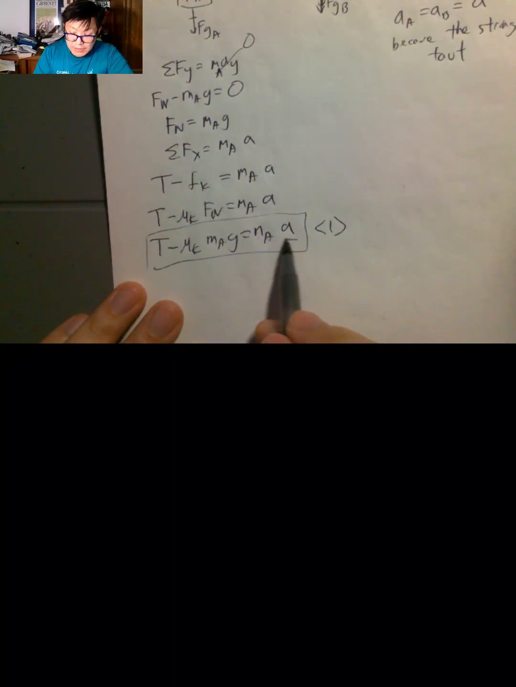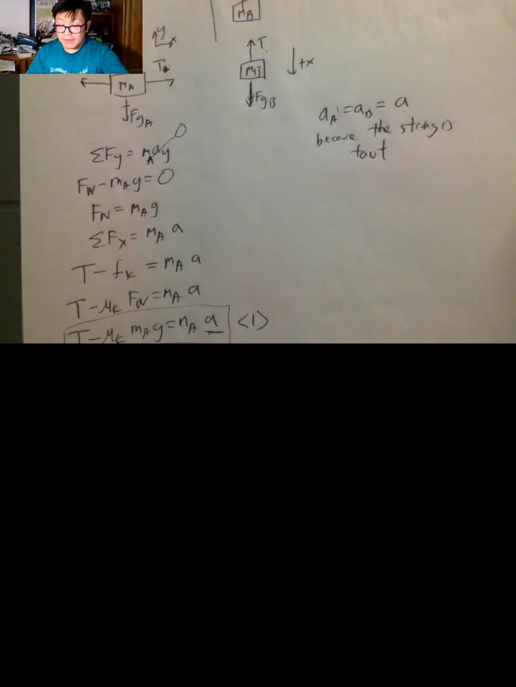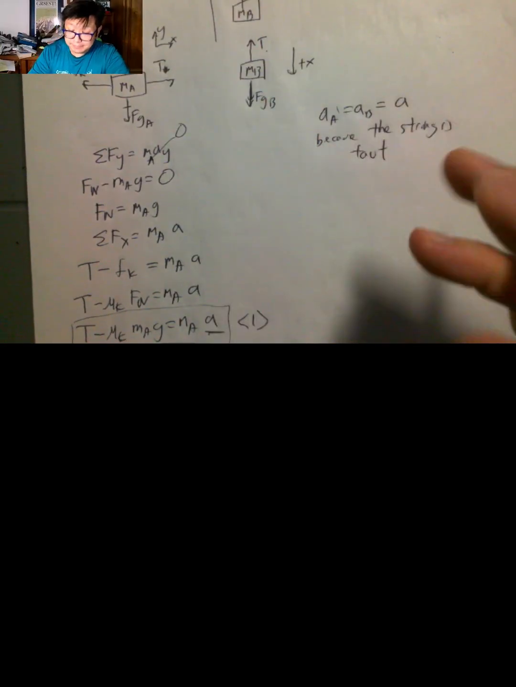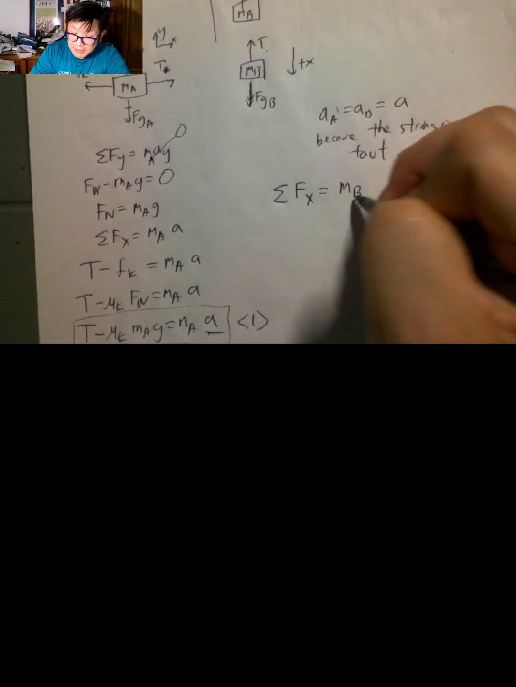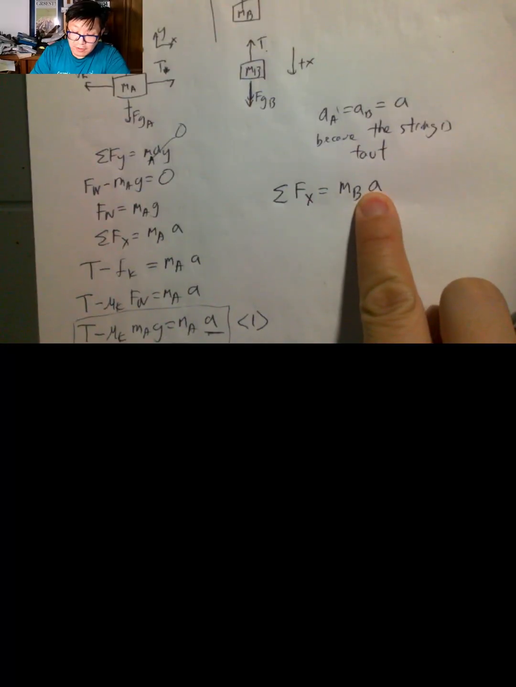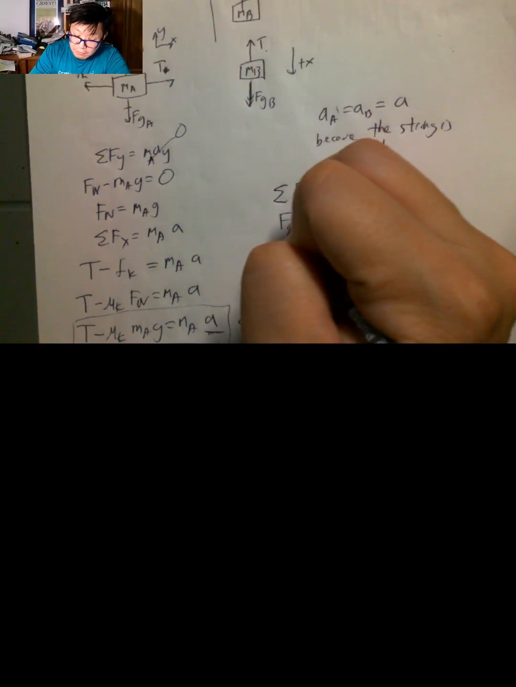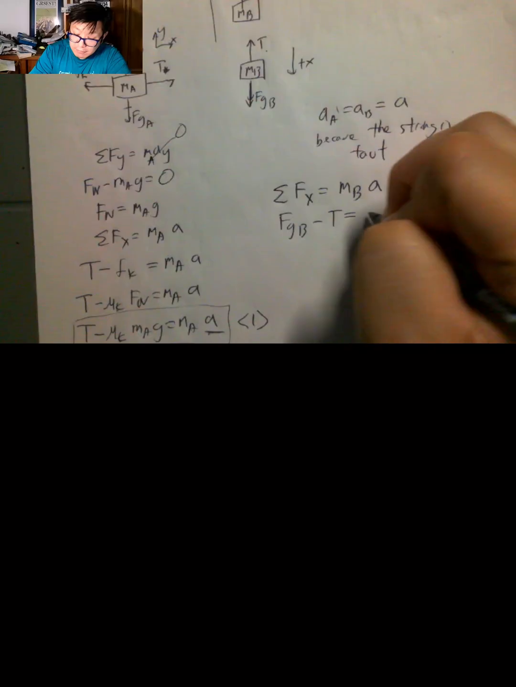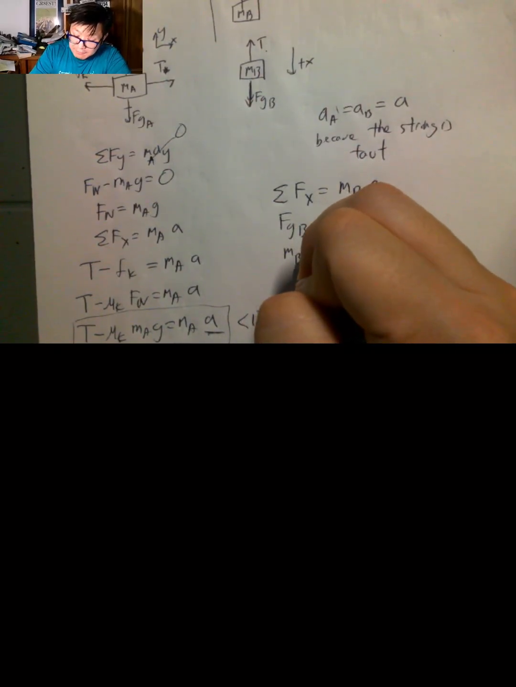Notice that I have two unknowns. I have the acceleration of this object and the tension on this object. With two unknowns, we're going to need two equations, and we're going to get our second equation from the second free body diagram. So if I switch now to mass B, sum of the forces in the x direction equals mass B times acceleration in the x direction, which I'm just going to call a. Down is positive, so the force of gravity on B minus tension equals MB a. Force of gravity on B is just mass of B times g.